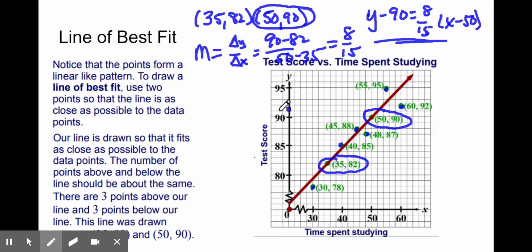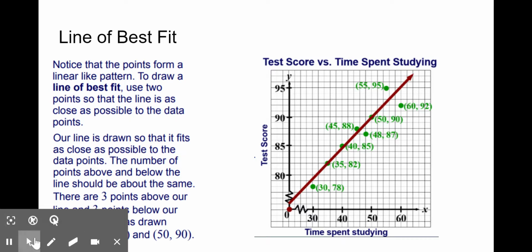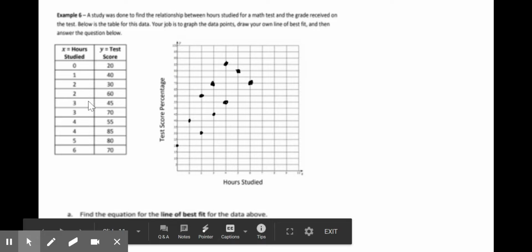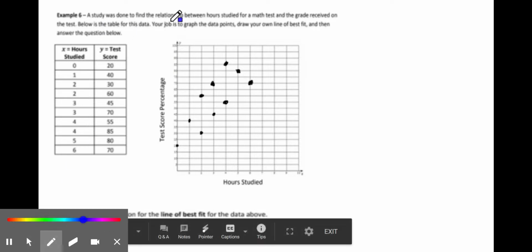All right. So that's what we're asking you to do here. Draw in a line that best fits the data. Hence, line of best fit. Okay. So here's another example of a study being done on hours studied and the test score that you got. So here are all the data points. Okay, I actually graphed them here on this coordinate plane already. And now what I want to do is draw in my line of best fit.